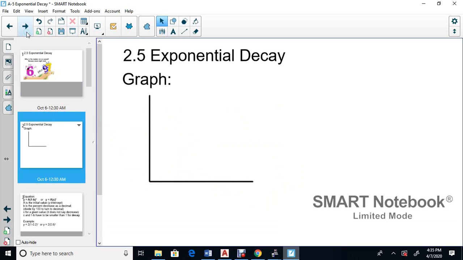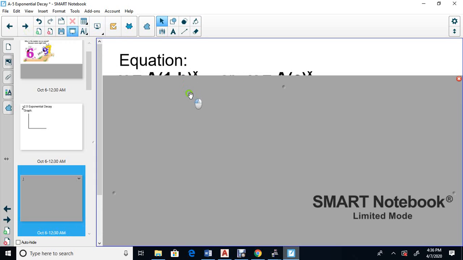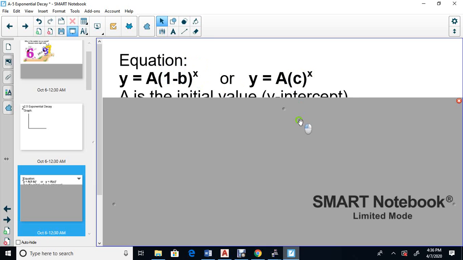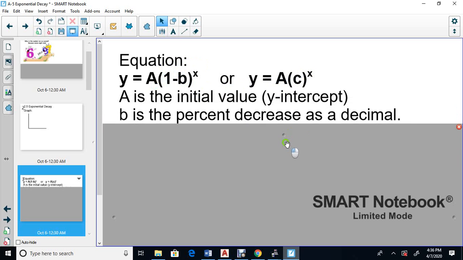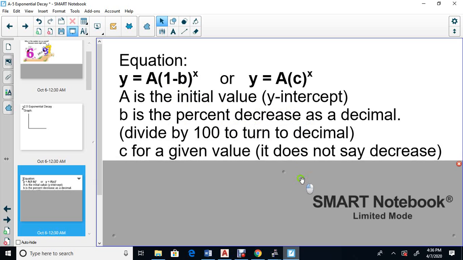Okay. Exponential decay. So we have a graph and we have some equations. So let's start off with these equations here. It's the same equation here, a times c to the x. This time we have 1 minus. So whatever's in here has to be a decimal, less than 1. A is the initial value like before, where we start, the y-intercept. B is the percent decrease, so it's 1 minus. Okay, and remember, when it's percent, you divide by 100 to turn it into a decimal.